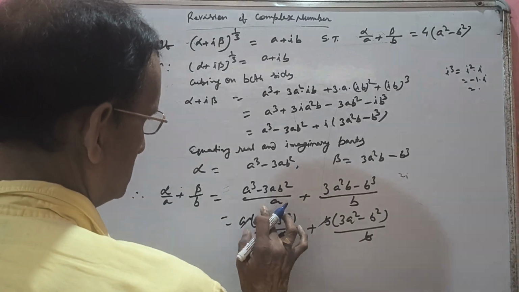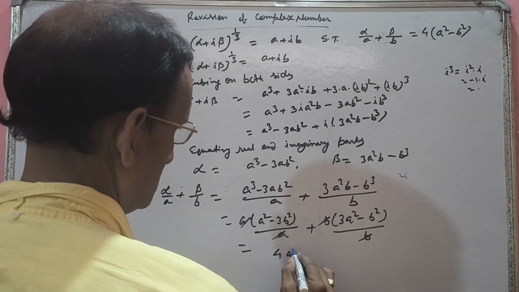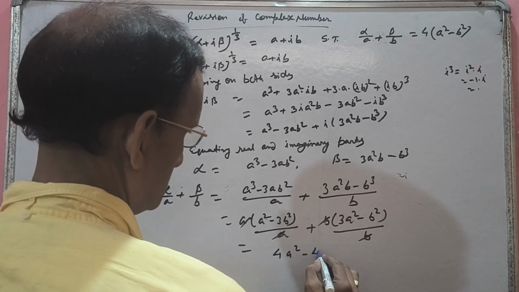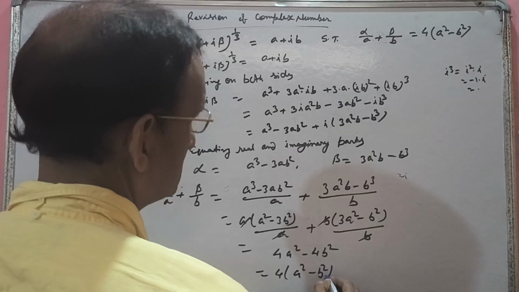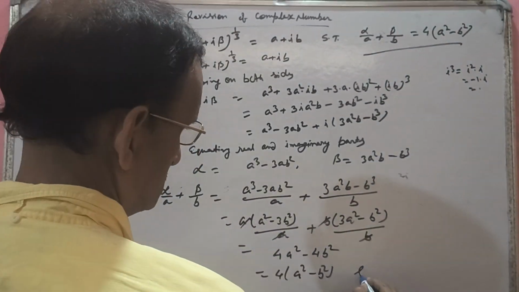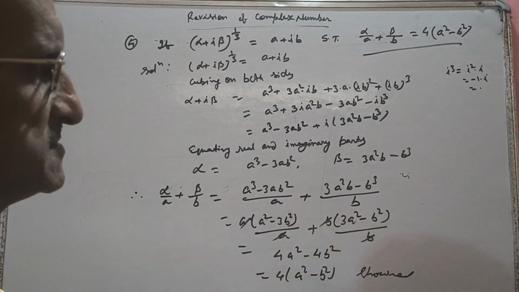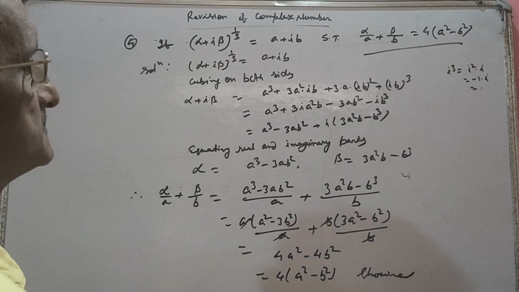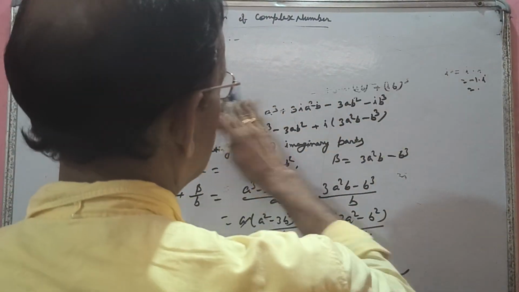When you take common, A square will be here. A square plus 3A square, how much will we get? 4A square, and here 4B square. 4 is common: 4(A square minus B square). This only we have to know, no? So this is also an important question, about 3 marks. And we will go to the next sum now.